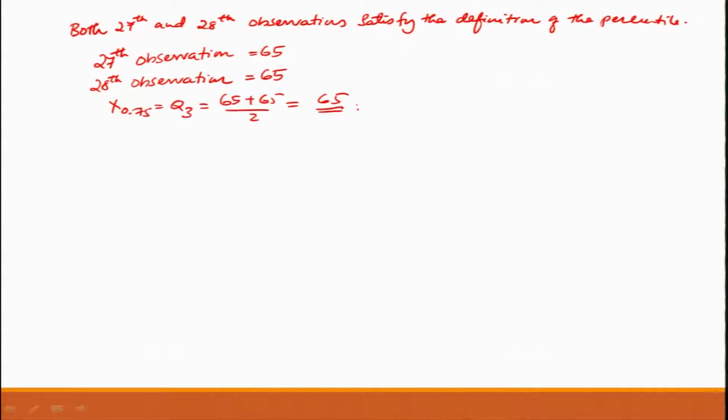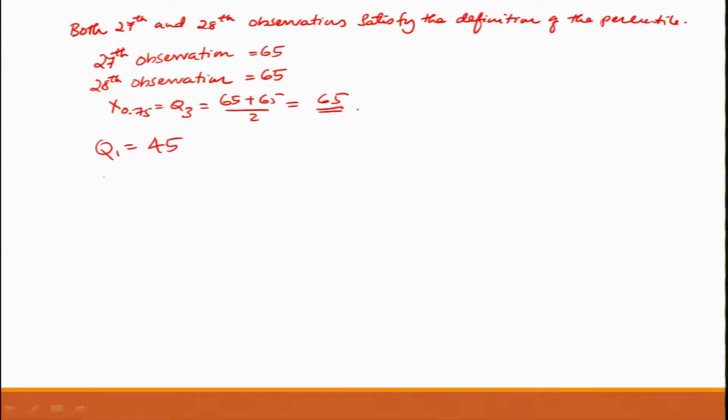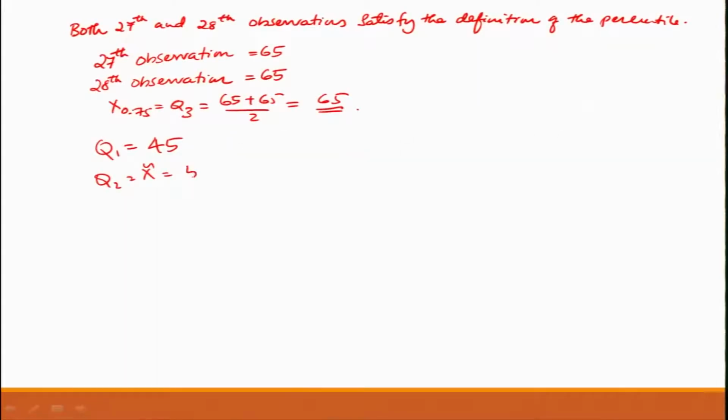So, we now have Q1, which we calculated on the previous slide as 45. Q2, the median, was calculated as 55. And Q3, the 75th percentile, is calculated as 65. So, we have 3 of these values that we calculated.